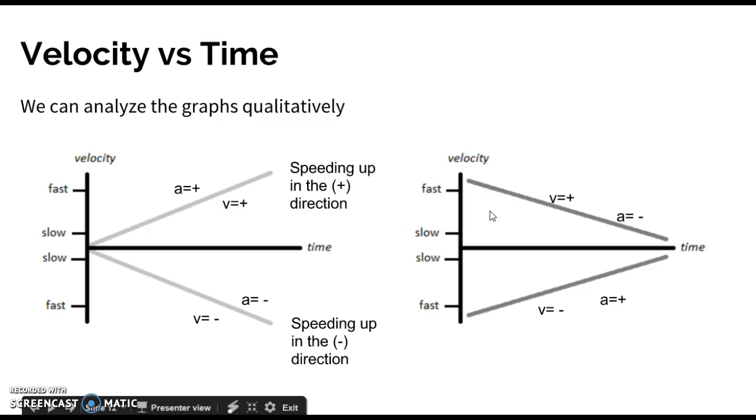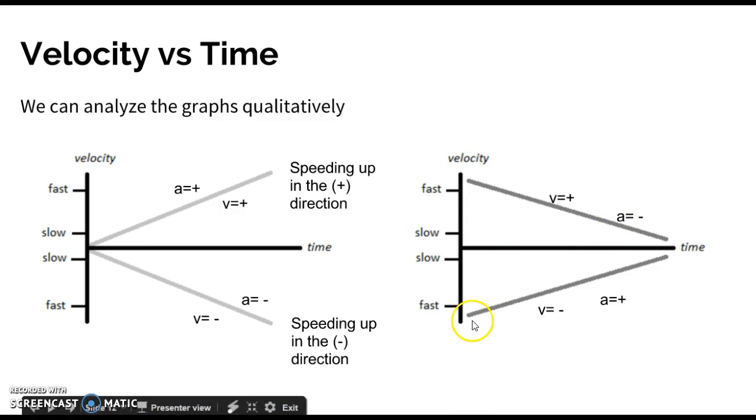Here on the right, the two other situations we can have are when we go from a faster speed to a slower speed. In this case, we have a positive velocity because we're in the positive region of our graph. So our velocity is positive, but we're slowing down, so that means our acceleration is negative, and we can see that from our line having a negative slope.